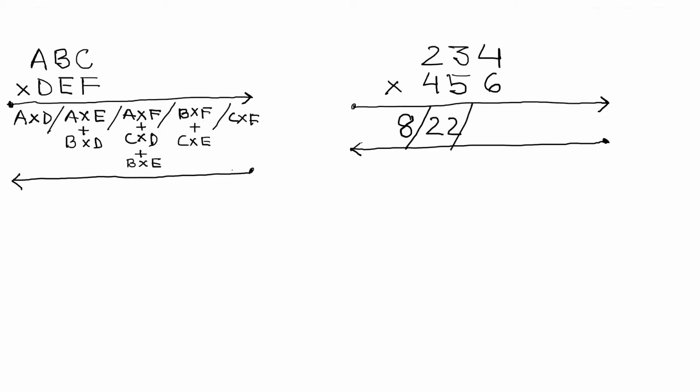Followed by 2 into 6 is 12. 4 into 4 is 16. 16 plus 12 is 28. 28 plus 15 is 43. Next, 3 into 6 is 18. 18 plus 20 is 38. Followed by 4 into 6, which is 24.